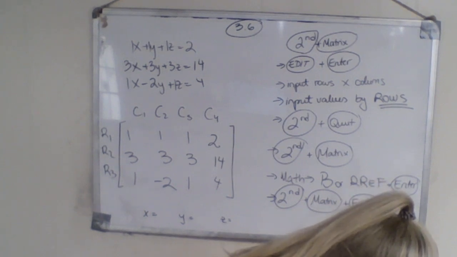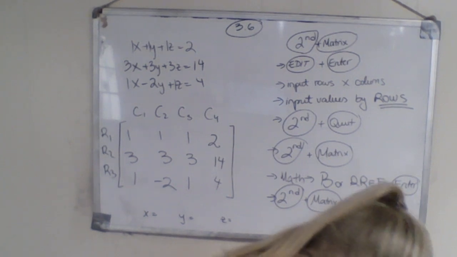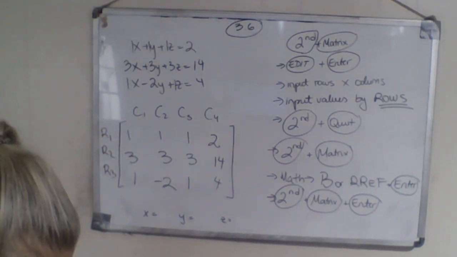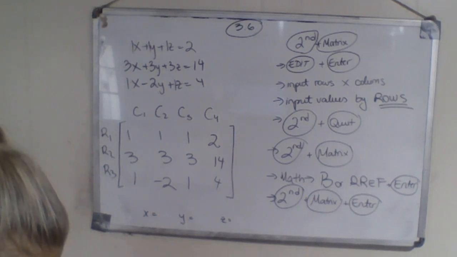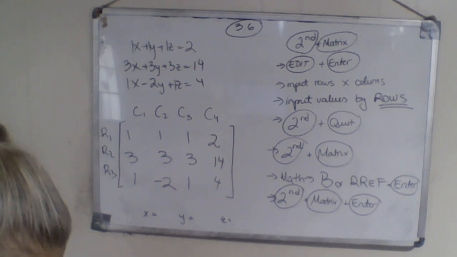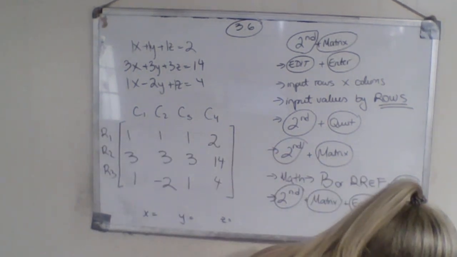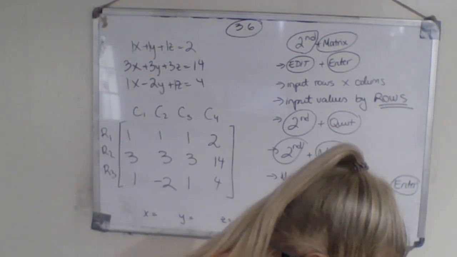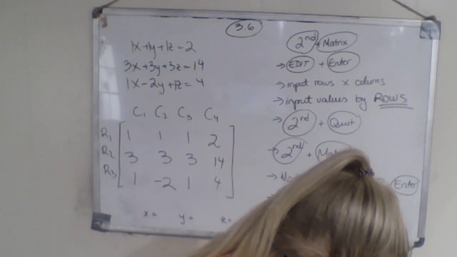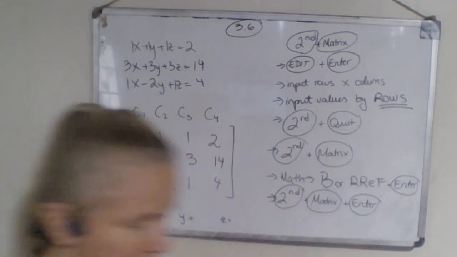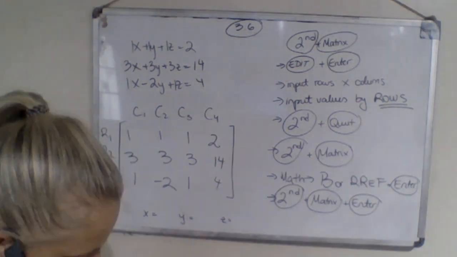I'm trying to look at this and see. Did I put in the wrong numbers? I think I messed up my numbers. One, two, three, three. Let me look at my last column because I know this is correct. 2, 14, 4. Oh, yes, never mind. I did get what I'm supposed to get. I'm so sorry. I messed up.